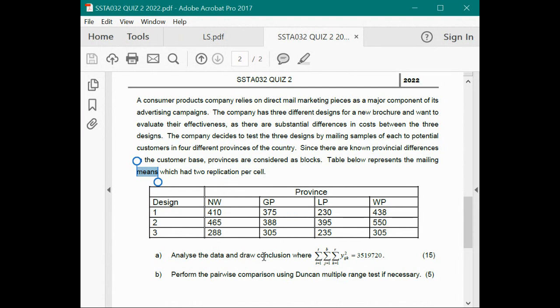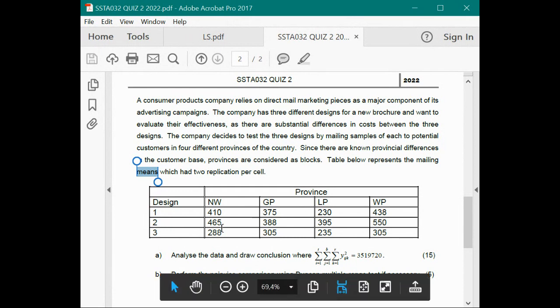given. So rule number 1, leaders, even for the upcoming test or upcoming quizzes, the first rule is to read the given statement. So now it's telling you that the given information here, these are the means where you have 2 replications per cell.